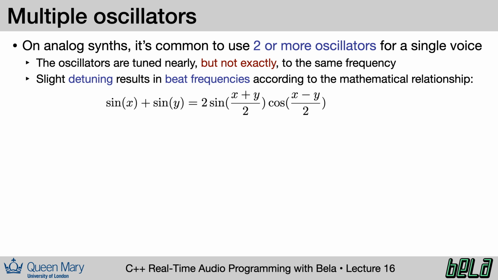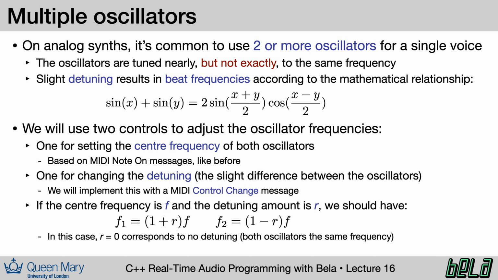The first thing we'll do with a MIDI controller is to implement detuned oscillators. We saw this all the way back in lecture 4, where it's common to produce a richer sound by mixing together two oscillators that have a similar but not identical frequency. The detuning results in beat frequencies according to the mathematical relationship indicated here. When we did this before, we had two different controls to adjust the oscillator frequencies. One of them adjusted the center frequency of both oscillators, and the other adjusted the detuning amount between them.